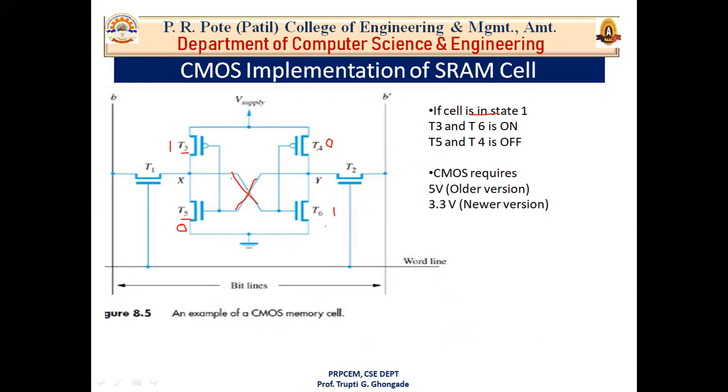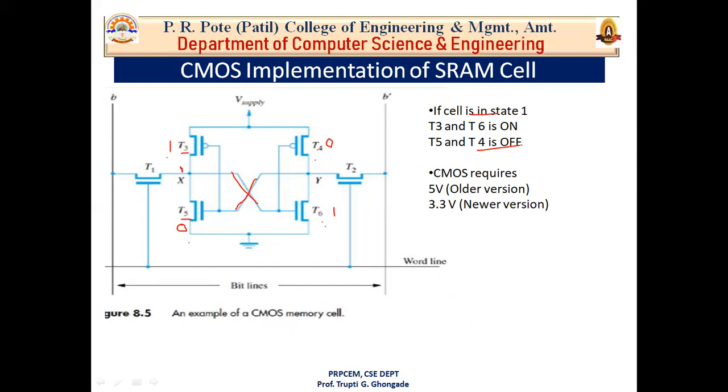It means that T3 and T6 are on, T4 and T5 are off. So when the cell is in state 1, the voltage at X is high, that is 1, and T3 and T6 are on, T4 and T5 are off. Now using the CMOS technology, we have some advantages like low power consumption and higher speed.